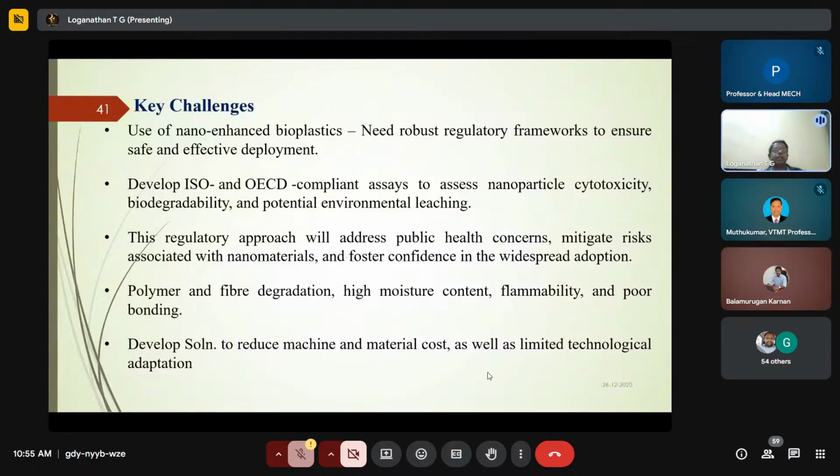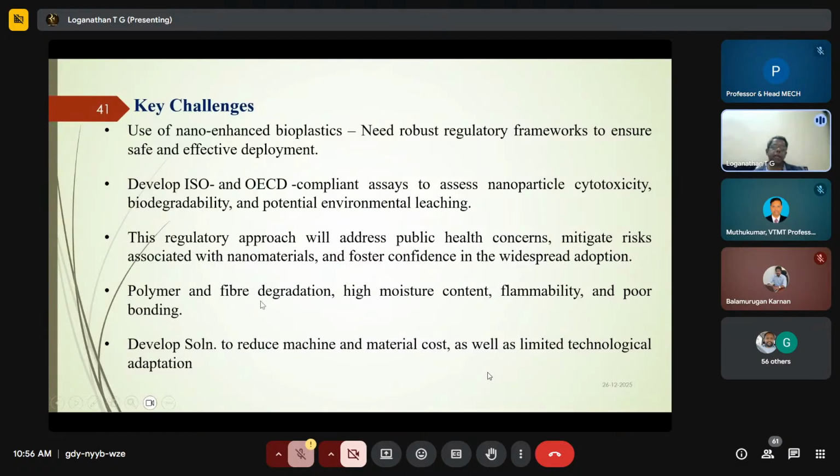So coming back to the key challenges. For the use of nano-enhanced bioplastics, we need to have a regulatory framework. Once you are using that, we cannot simply deploy it without knowing how it is going to be useful to society. We have to form a regulatory framework, so this is very essential. This can be done by robust research, and we have to develop standards like ISO and OECD standards, which will check whether it is user-friendly, free of toxicity, and has potential support for the environment. These regulatory approaches will address public concern, so that whenever any risks are there, we are able to suppress them.